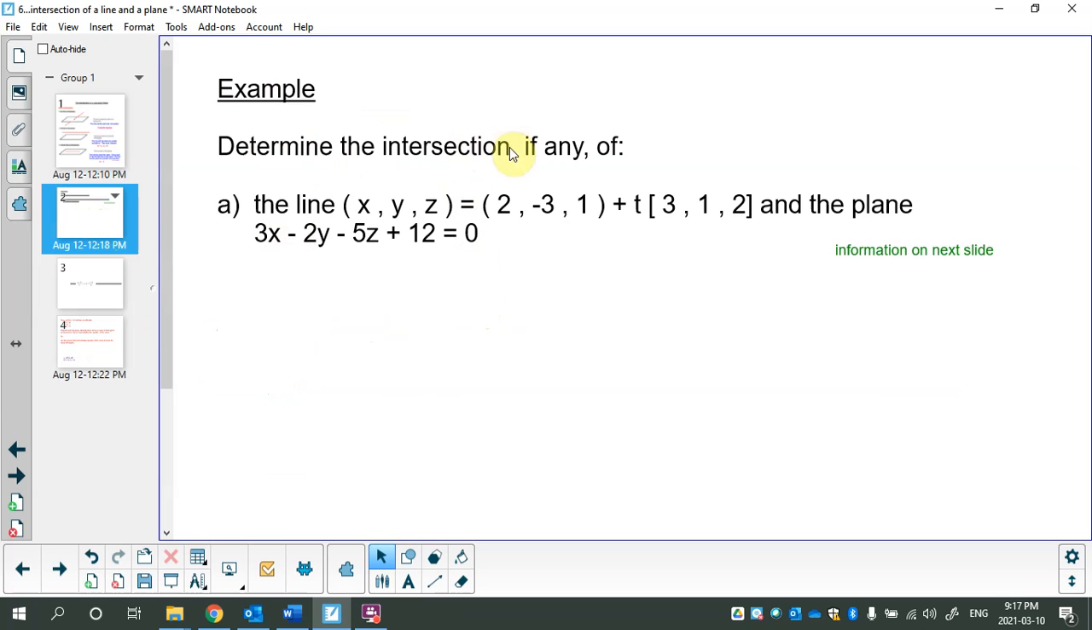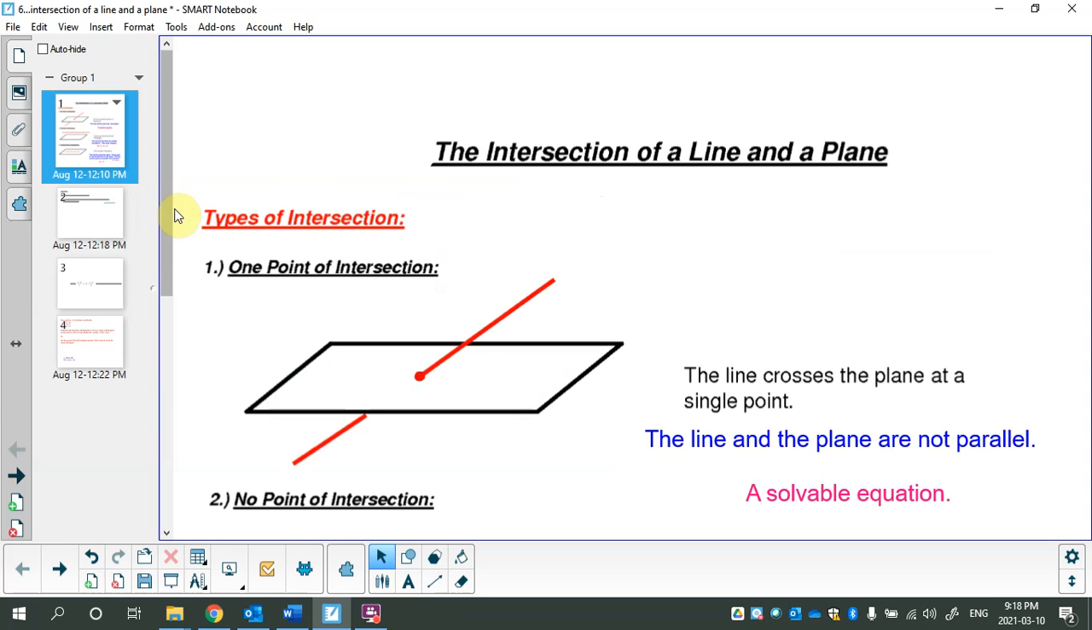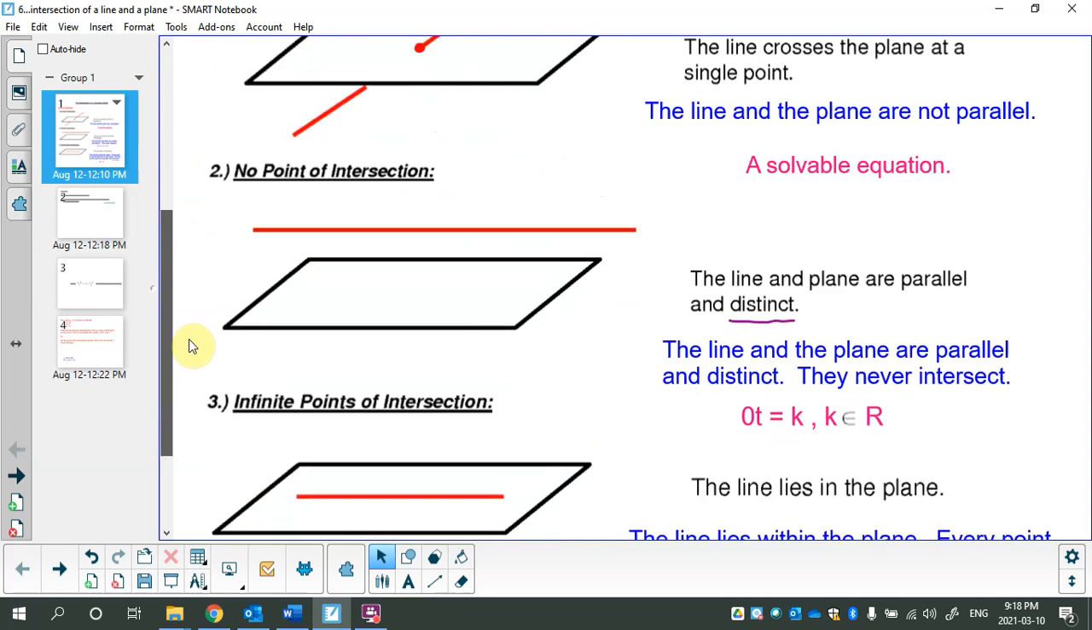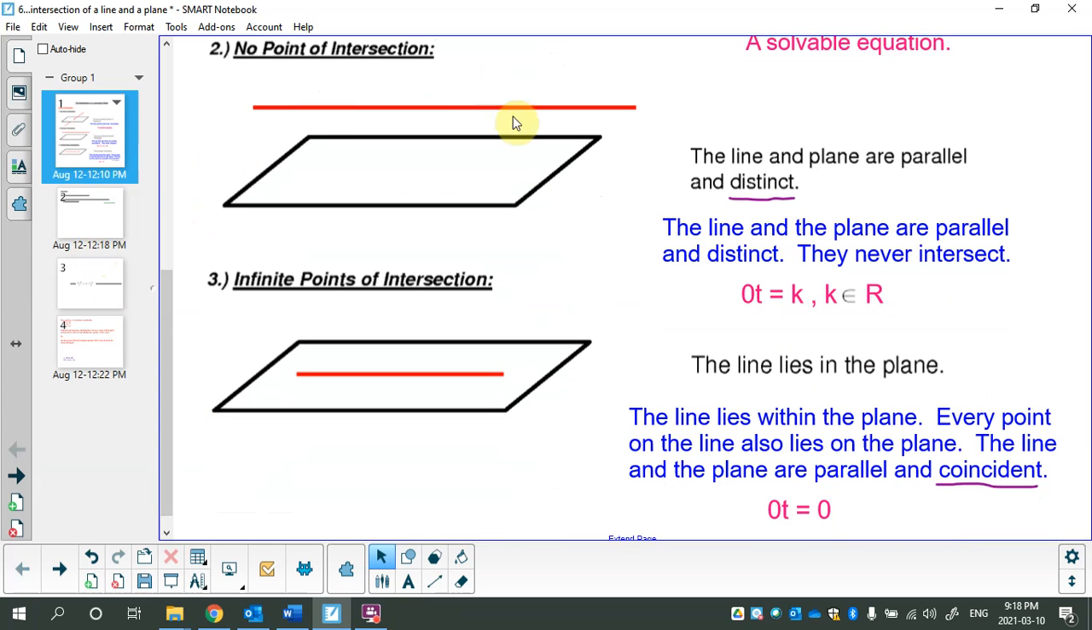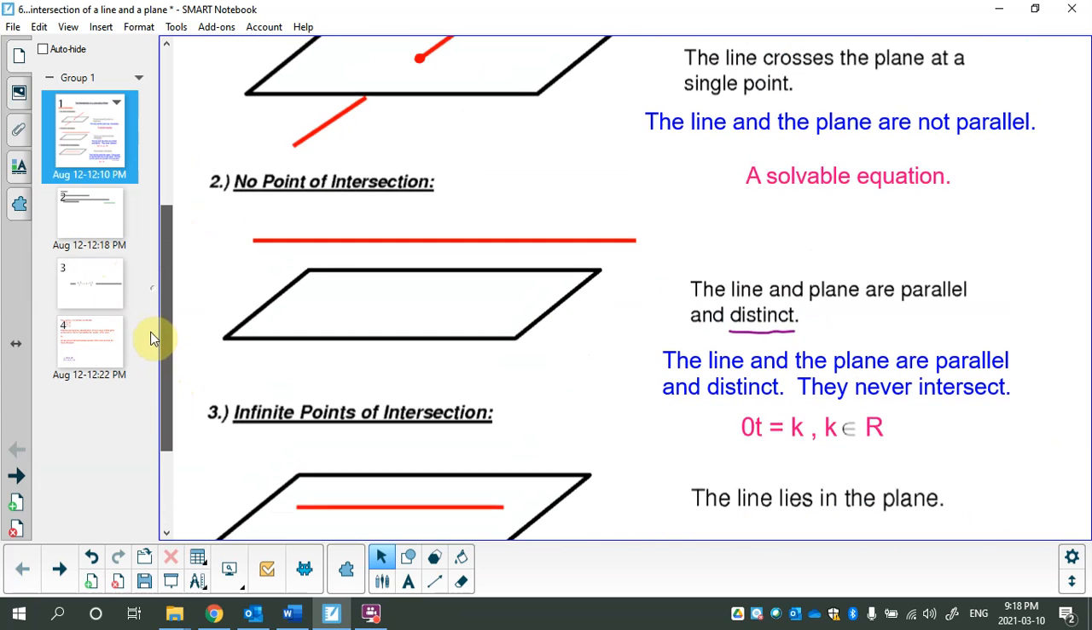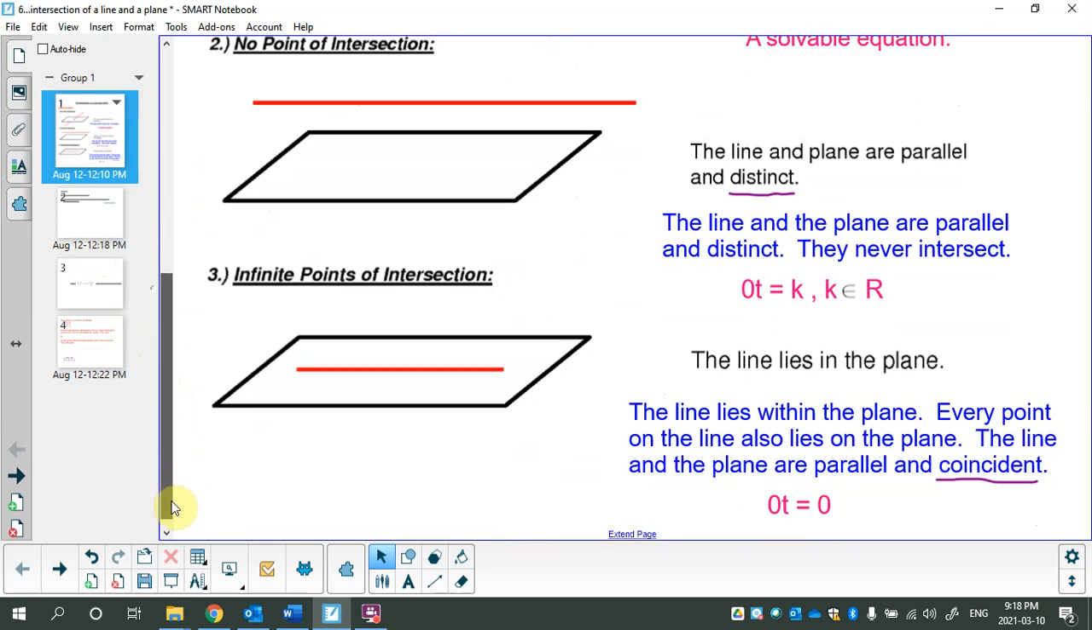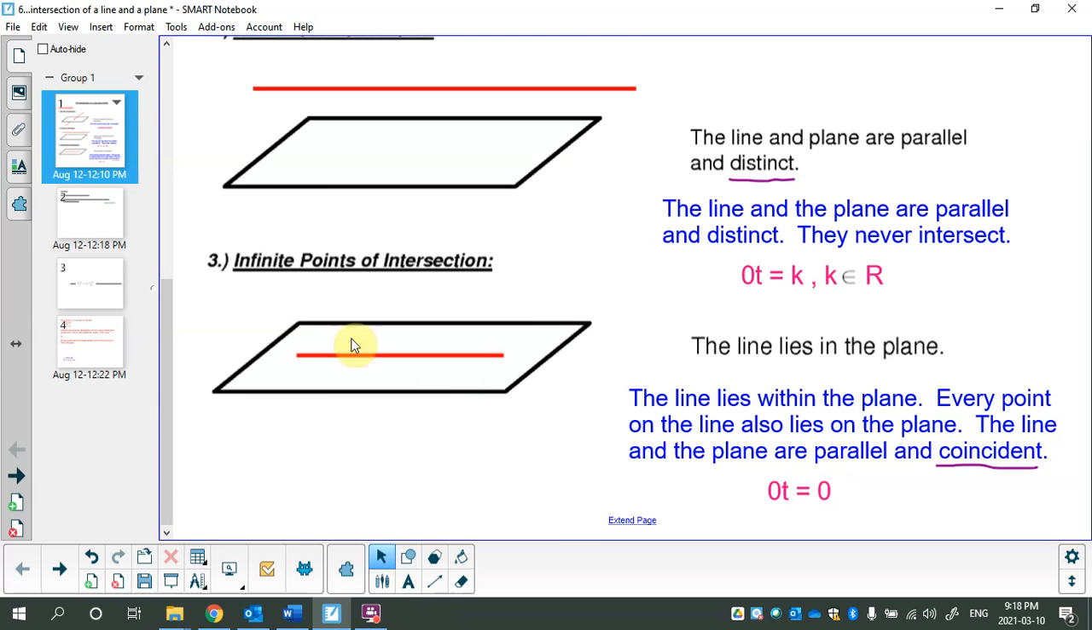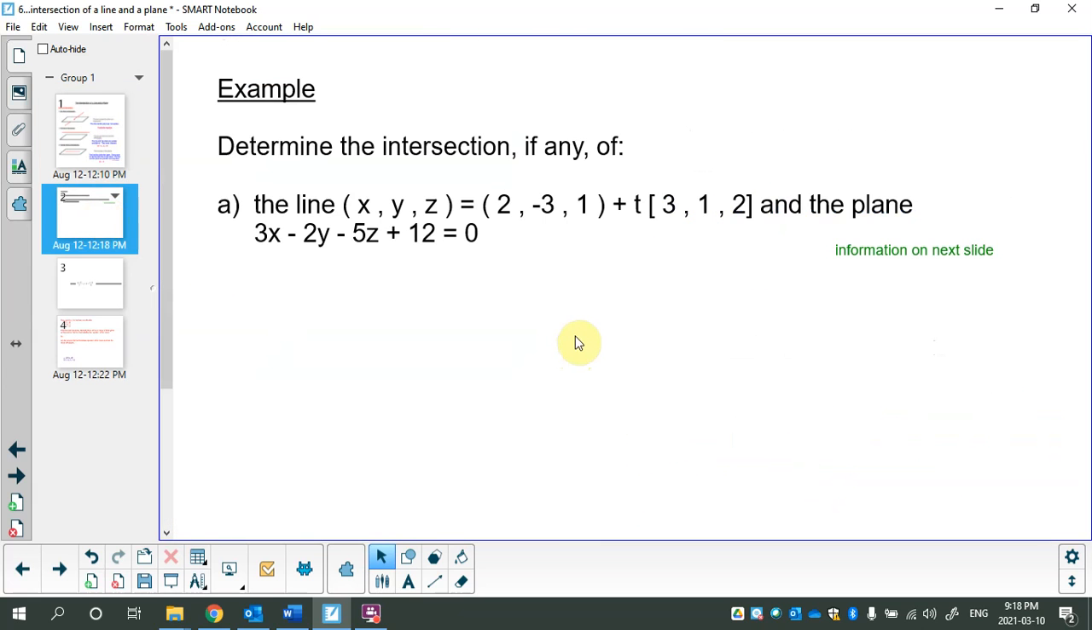All right, so what are the steps to finding an intersection, if any, between this line and this plane? One of these three situations is going to happen, and we have to figure out which one it is. We're either going to end up with t equals some number, 0t equals some number, which is impossible, or 0t equals 0, which is always true. So let's see what happens here.